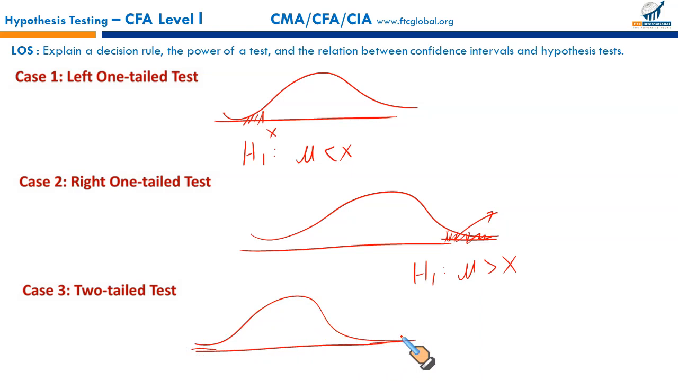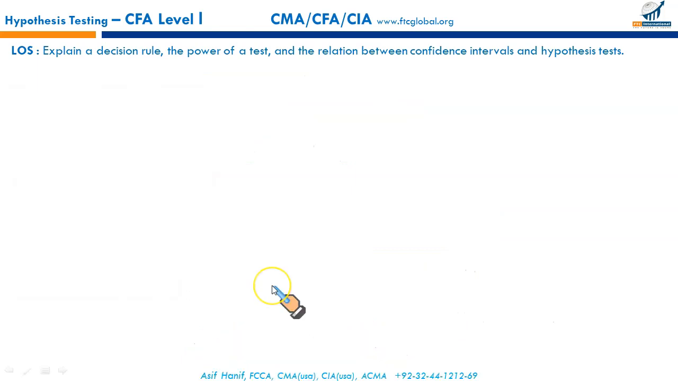Alright, so in the two-tail test, this is the critical region. Here is the alternative hypothesis that the parameter is not equal to x. So the decision rule here is reject the null hypothesis if the test statistic is greater than the upper tail critical value and less than the lower tail critical value. If the result falls within this region, then reject the null hypothesis, otherwise do not reject the null hypothesis.